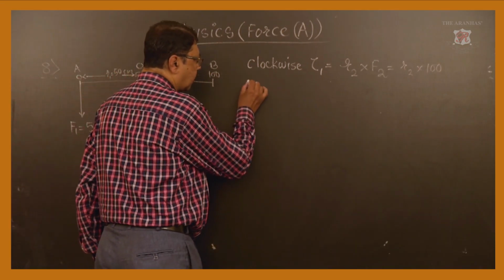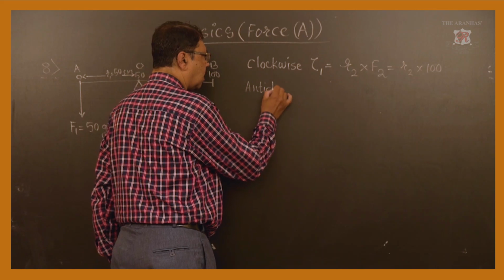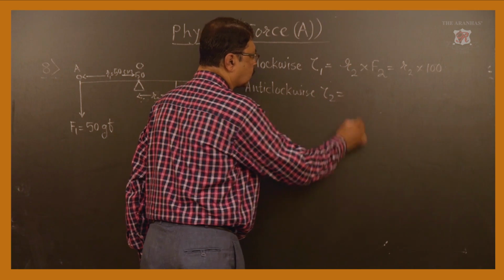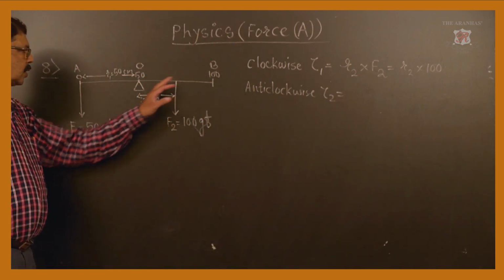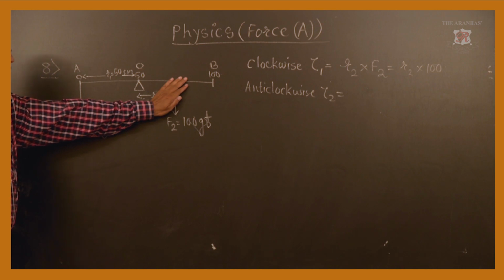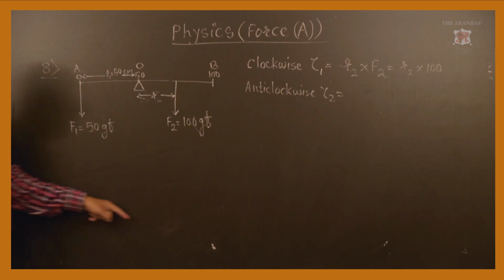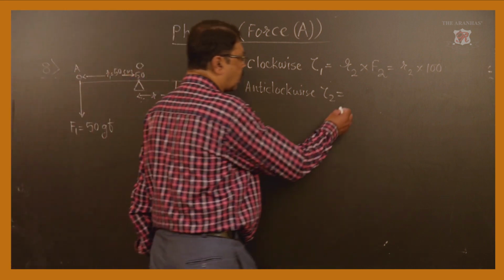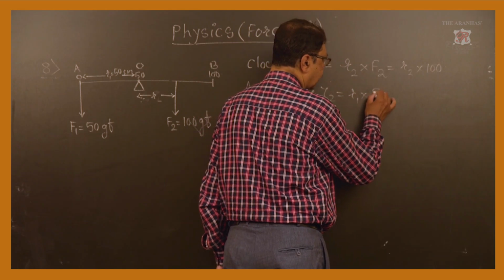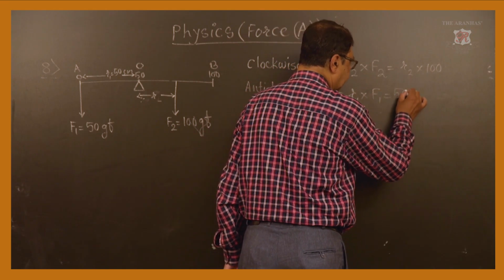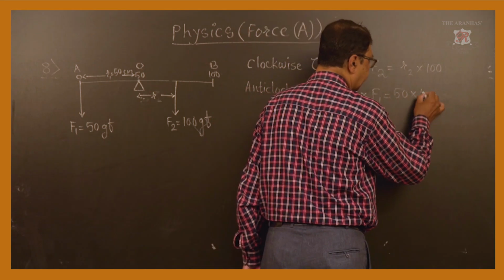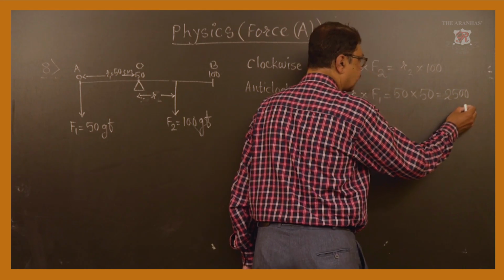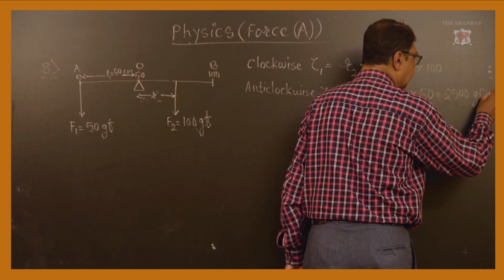What is the anti-clockwise moment? I am calling it tau 2. Just close this. This is the force which is going to cause the ruler to rotate in anti-clockwise sense. It is R1 into F1. What is the value of R1? 50, into F1 which is 50, that is equal to 2500 gram force centimeter.